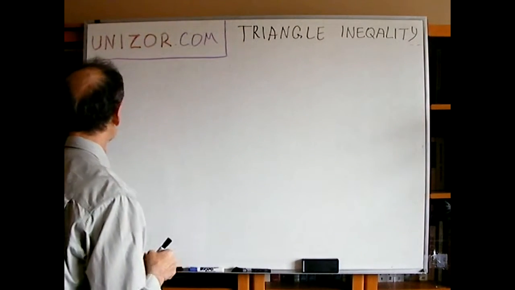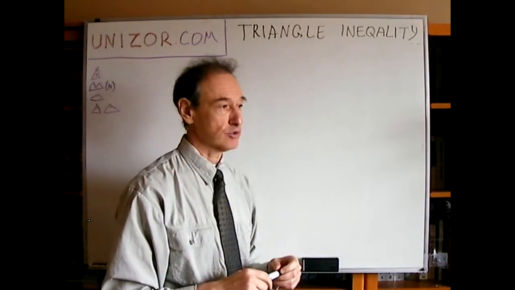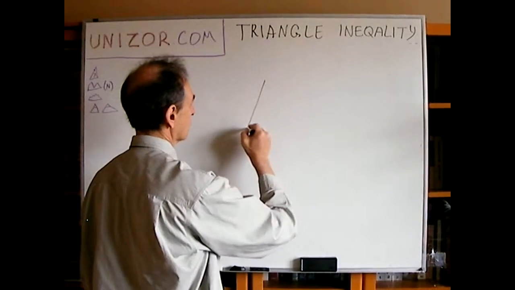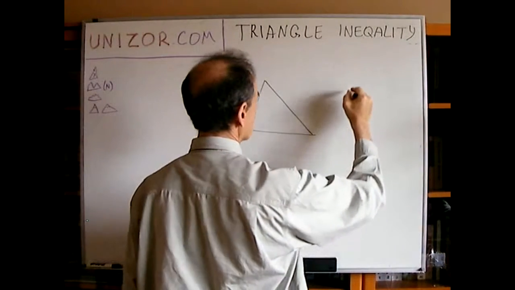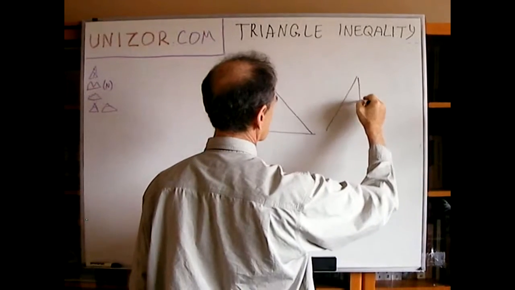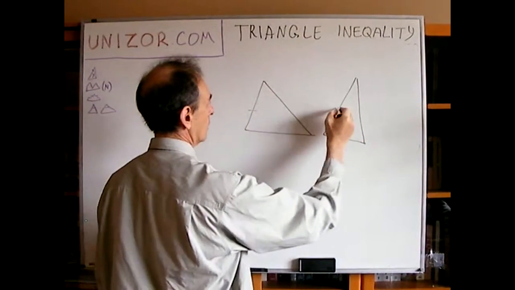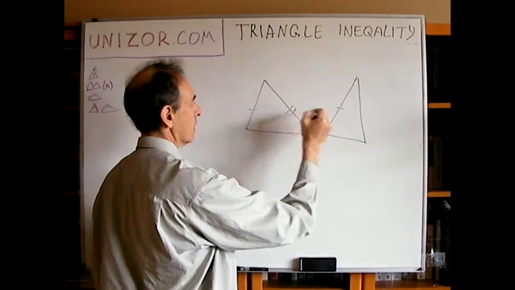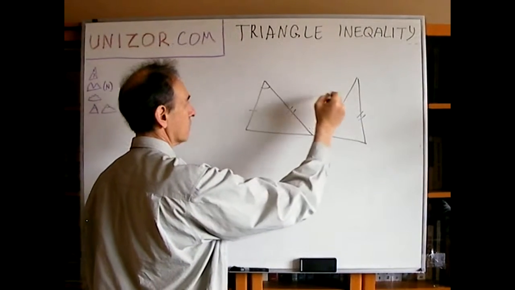All right. What else? We still have one more theorem which I would like to prove. Let's consider two triangles which have one pair of sides congruent to each other and another pair of sides congruent to each other. But these angles are different.